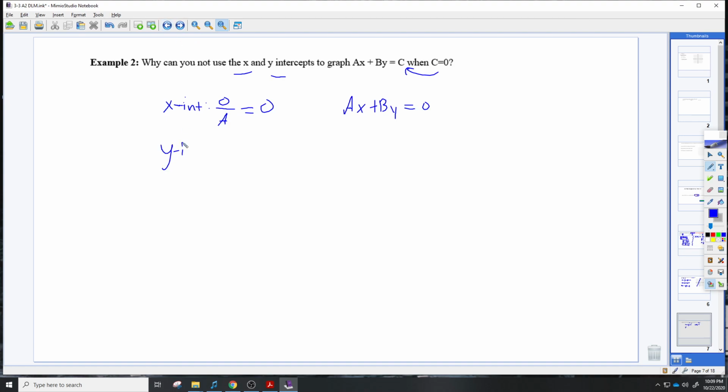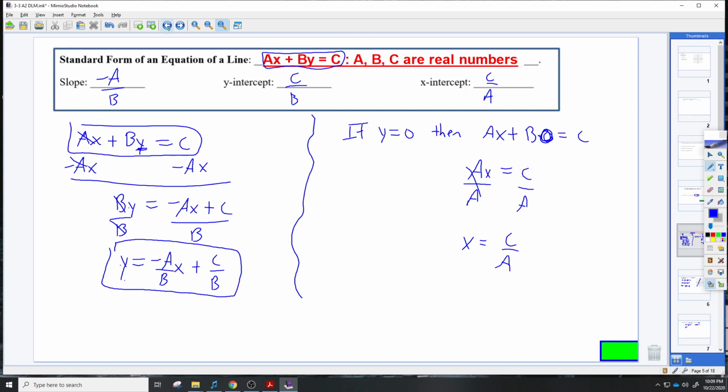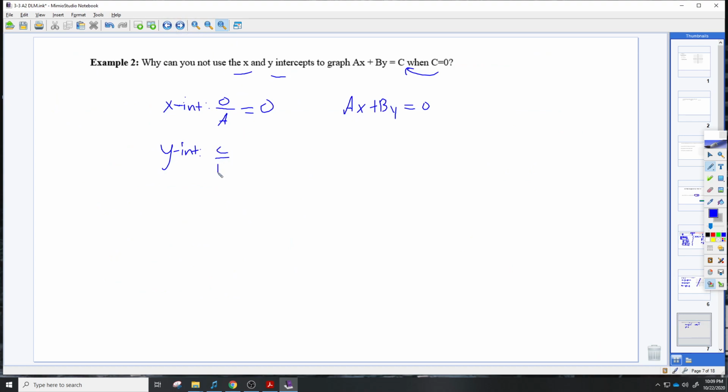The y-intercept, what's that one again? Maybe you know by now. Go back. C over b. And what is c? That is 0. And b doesn't matter what it is again because you get 0.